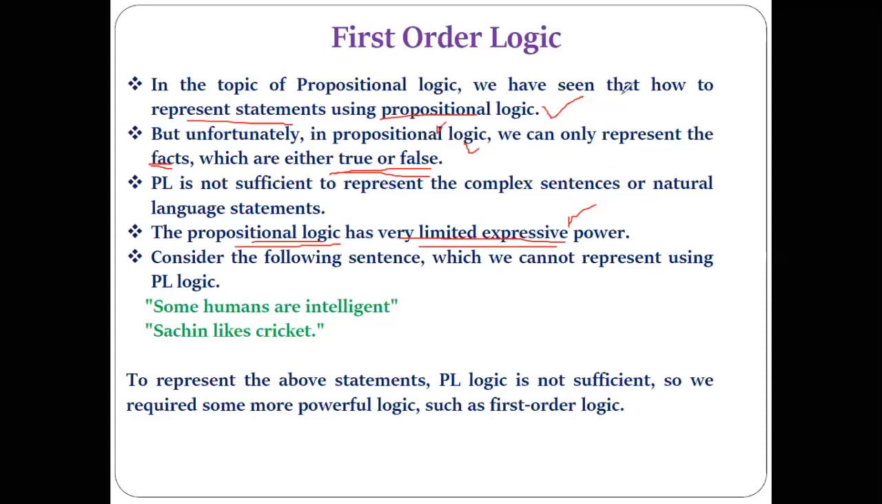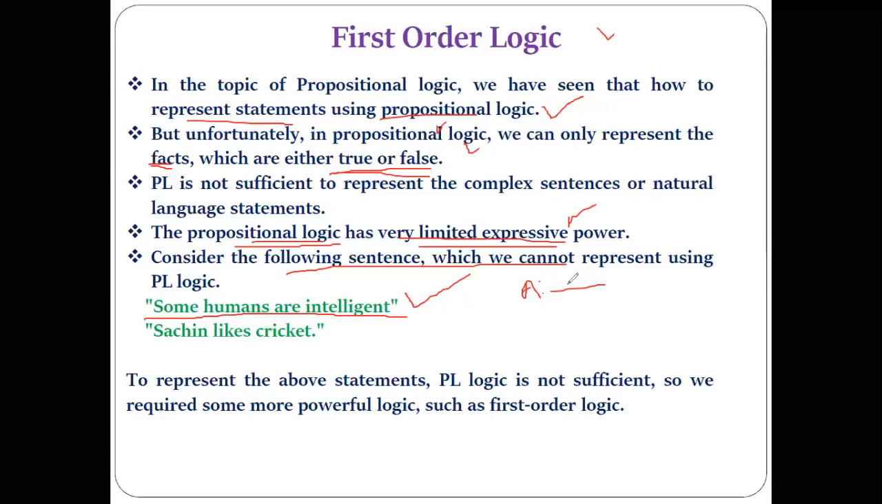And for that purpose, we have first order logic. For example, yesterday I gave some example sentences. For example, some humans are intelligent. Can we write the proposition logic for this sentence? Is it possible? No, sir. If you try, the only thing you can do is use some proposition symbol like A and write this statement in front of it. That is not logic.